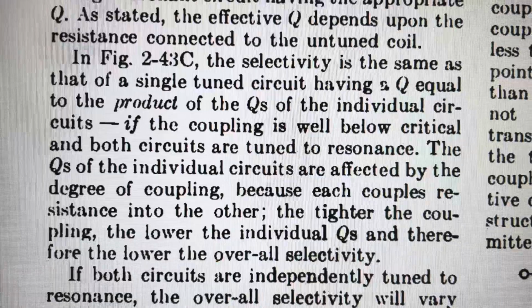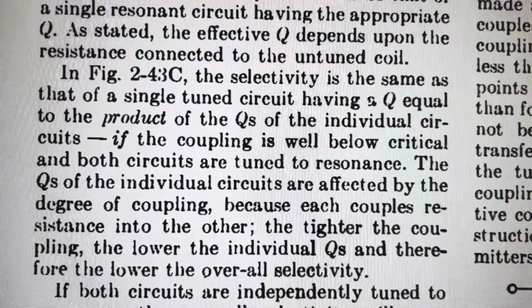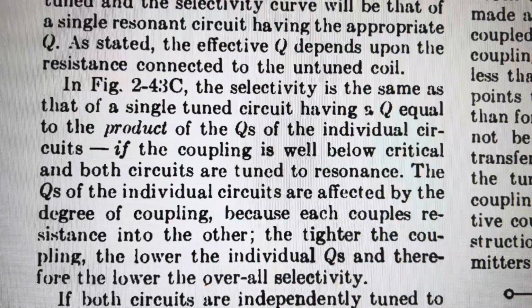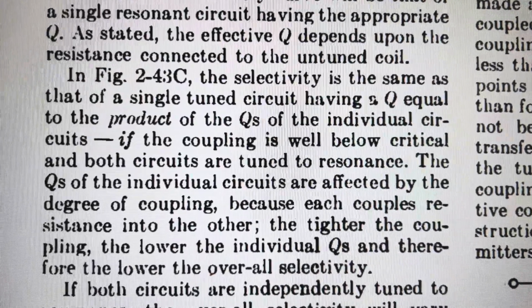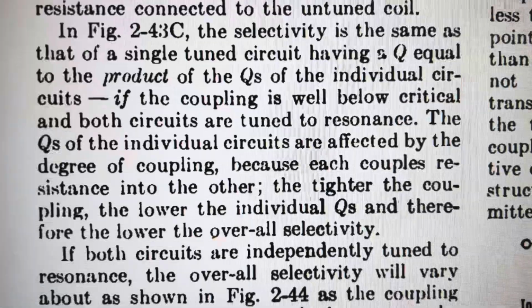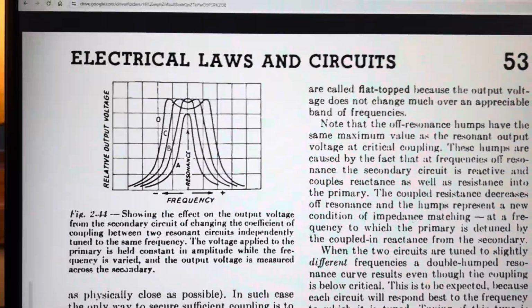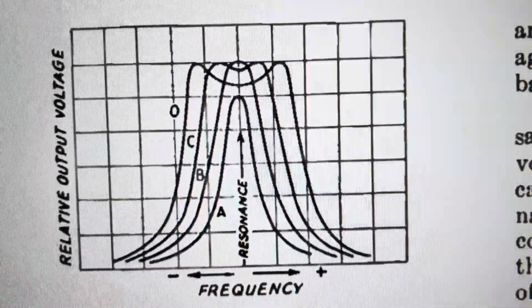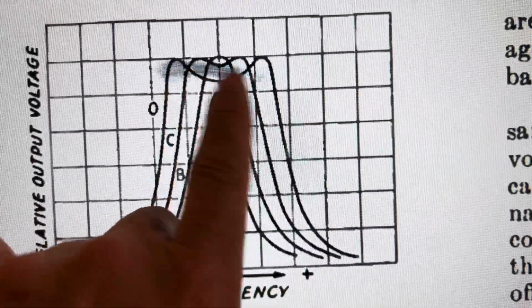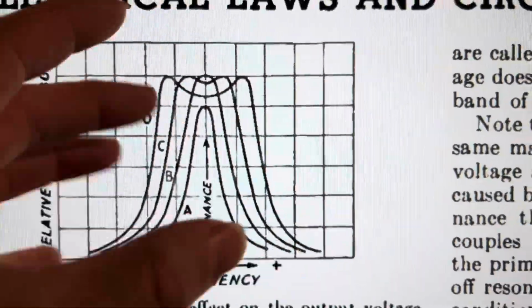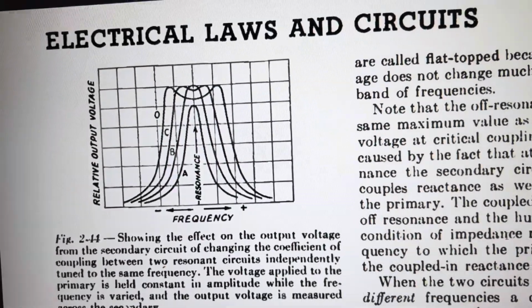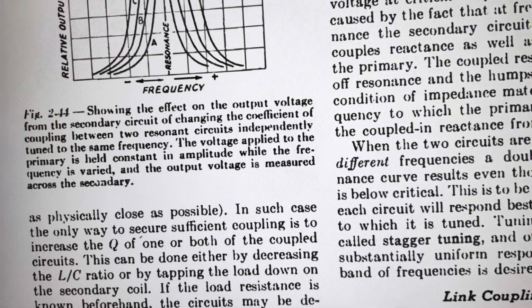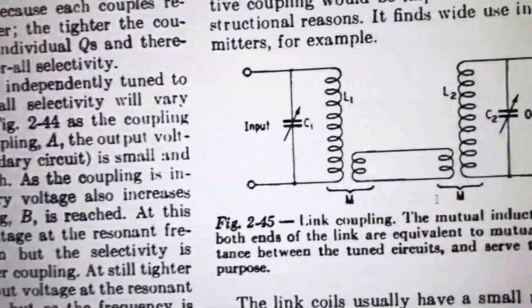The Q's of individual circuits are affected by the degree of coupling because each couples resistance into the other. The tighter the coupling, the lower the individual Q's, and therefore the lower the overall selectivity. They call these humps, and they explain how these appear depending on all this information on how the tuning of a coupled circuit affects all that.